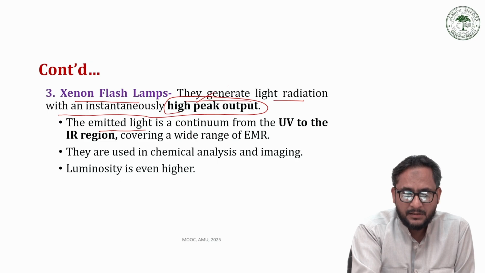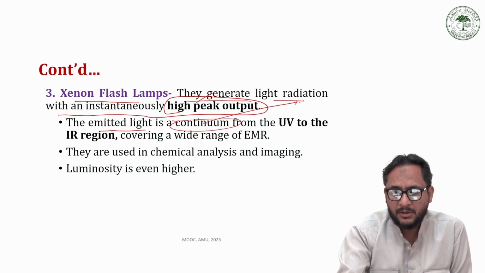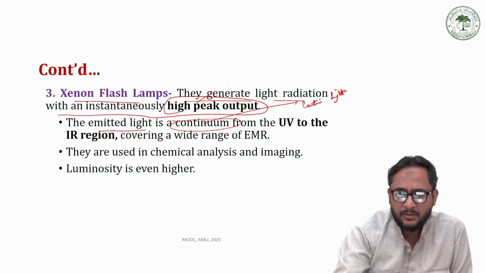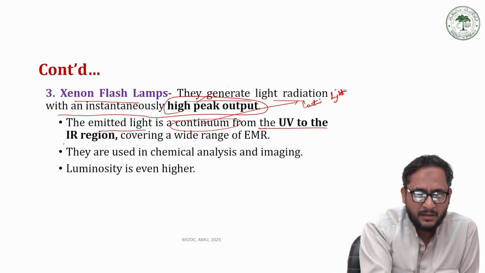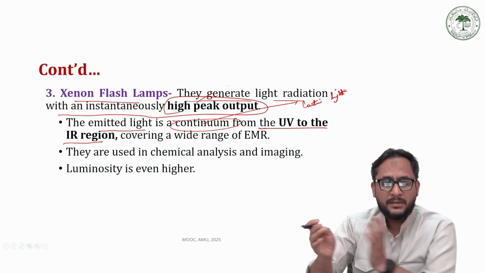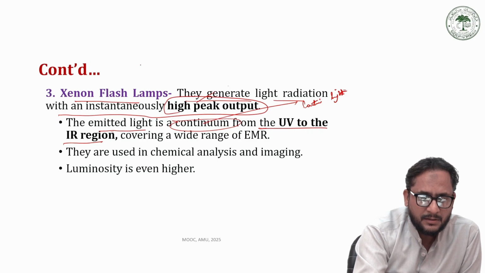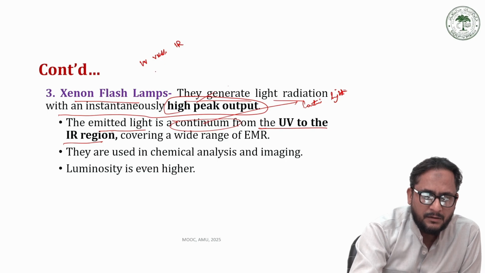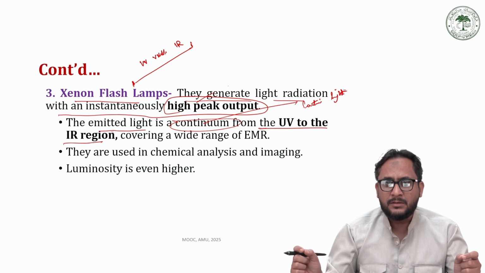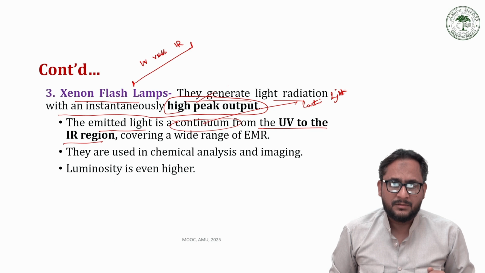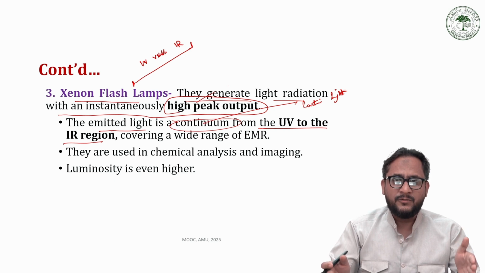So the light emitted is a continuum. This continuum does not mean they provide continuous light. They don't provide continuous light. This continuum means they cover the UV as well as visible, and they go up to the IR region. Means the light emitted by this flash lamp covers the UV region, visible region and IR region. A very wide wavelength range is being covered. They provide a continuum of light radiation which covers the entire UV, visible and IR regions.